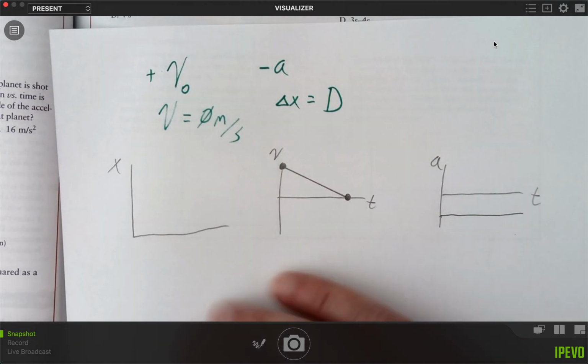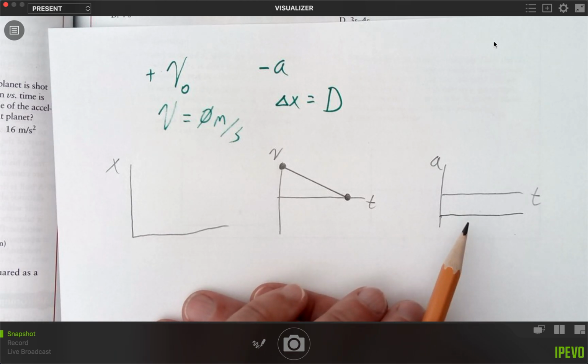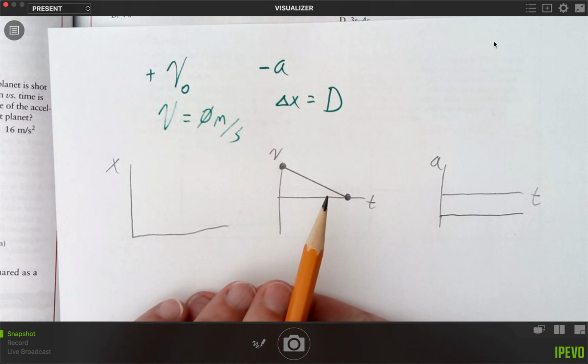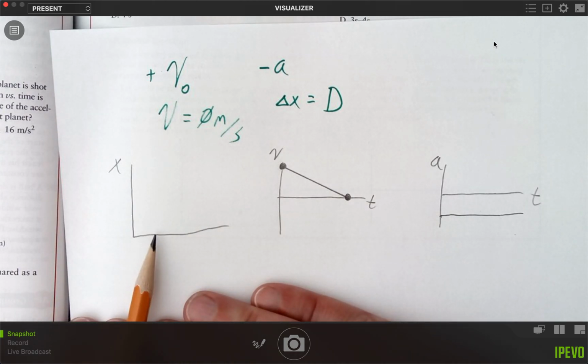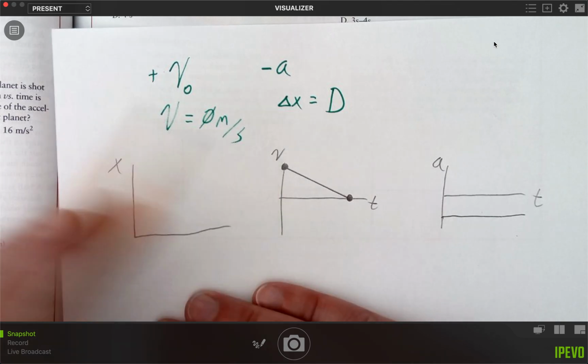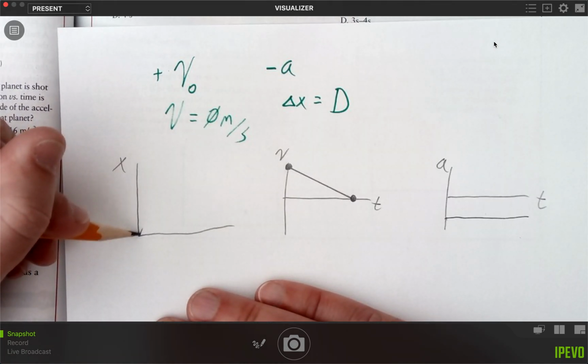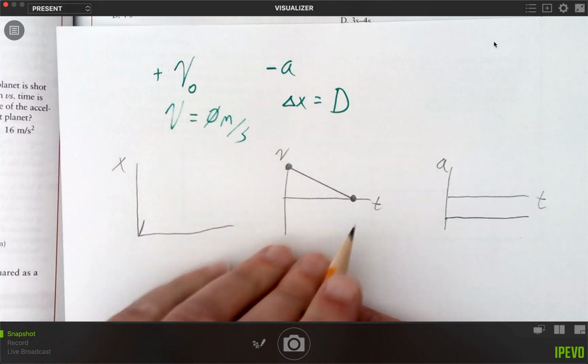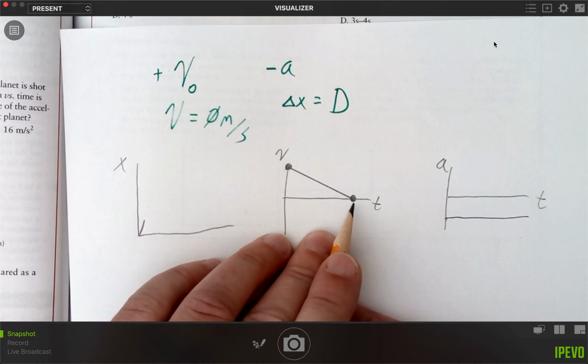Okay, good. Now I have my acceleration and I have my velocity. I can get it over here to my position versus time. Well, I know I'm going fast in the beginning, so I have a big change in my position. Then at the end, I stopped.